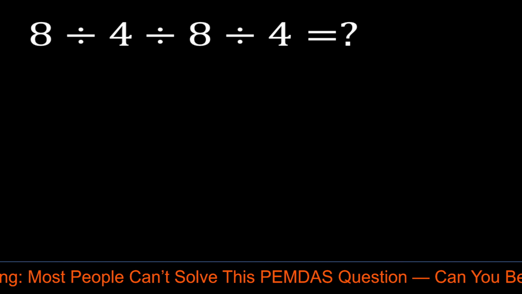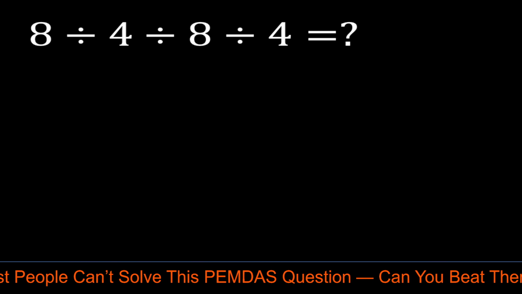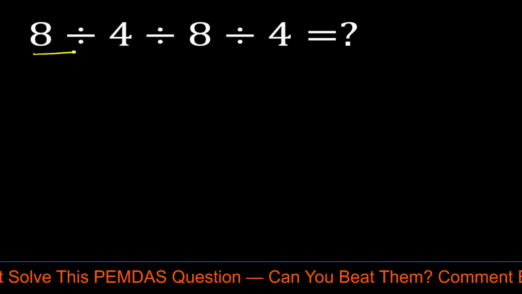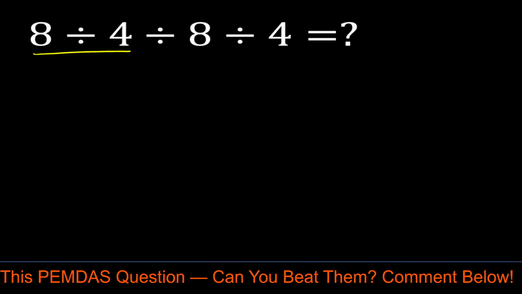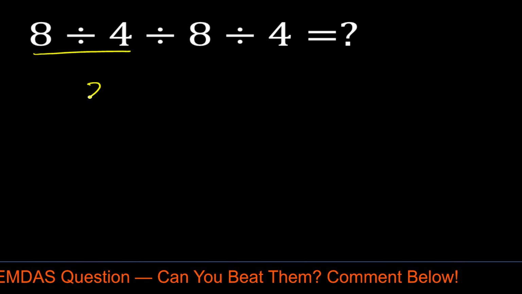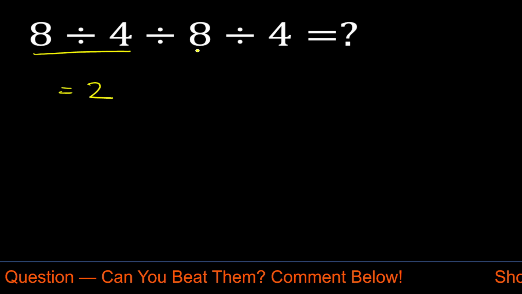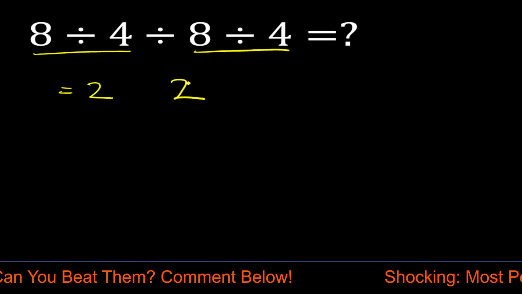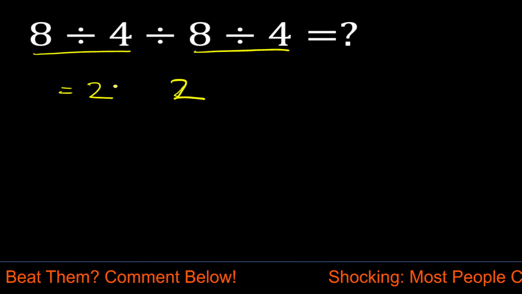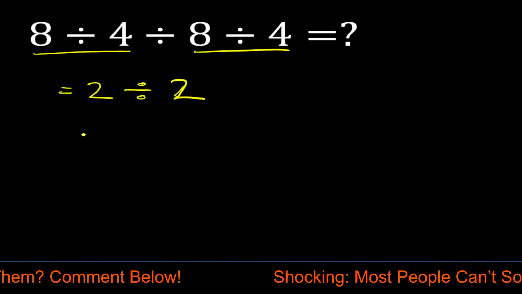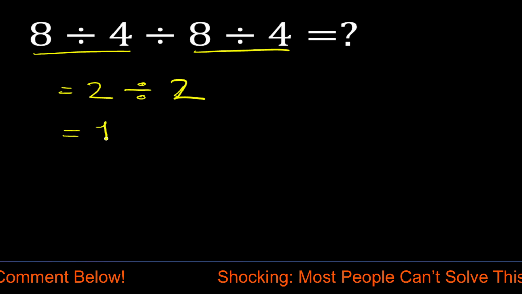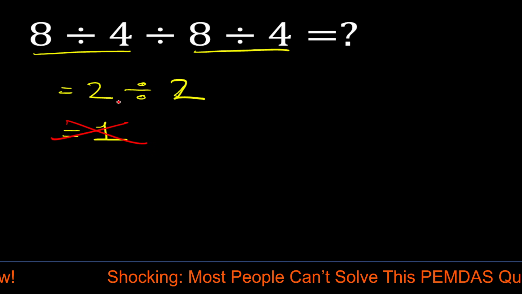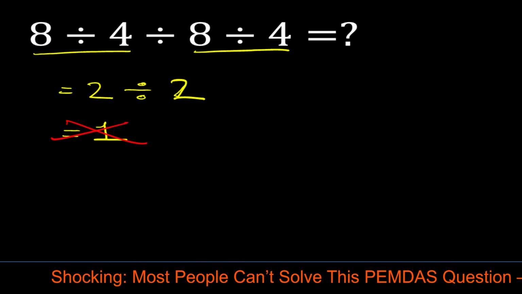So most people solve this question like 8 divided by 4. So 8 divided by 4 is equal to 2, right? Then again 8 divided by 4. So 8 divided by 4 is equal to 2. Now 2 divided by 2. So 2 divided by 2 is equal to 1, right? But this answer is not correct. This answer is completely wrong.